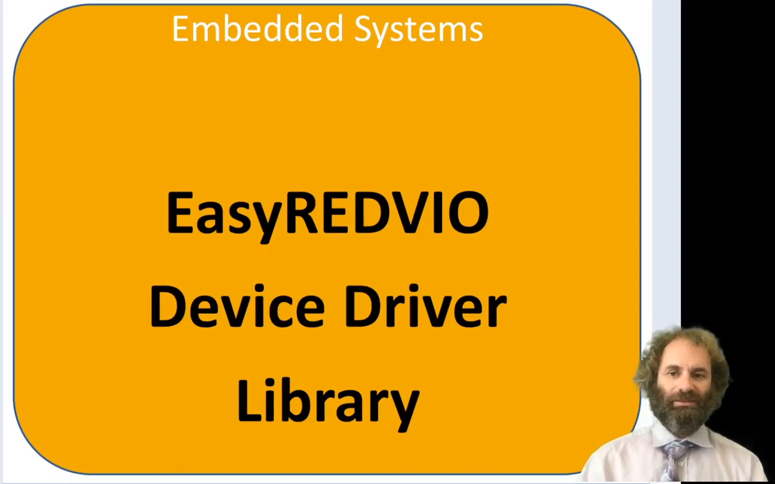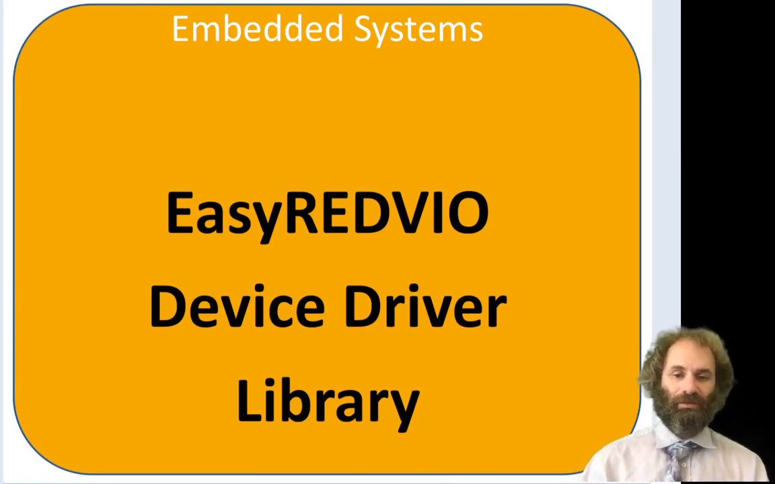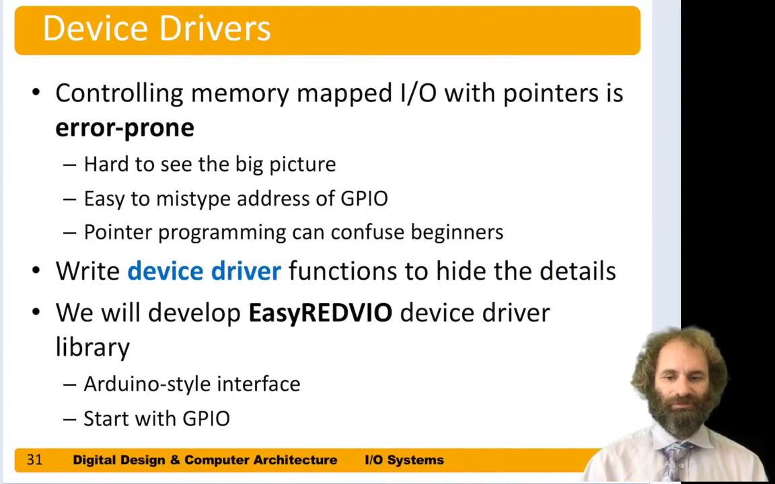Hello! In this video, we'll be talking about device drivers, and in particular, we will write an easy RISC-V device driver library that will give an easy control of the GPIO pins on our RISC-V Thing Plus board. So far we've been controlling memory mapped I/O with pointers, and that's clear in that we know exactly what memory locations we're manipulating, but it's error prone when you get to a larger system.